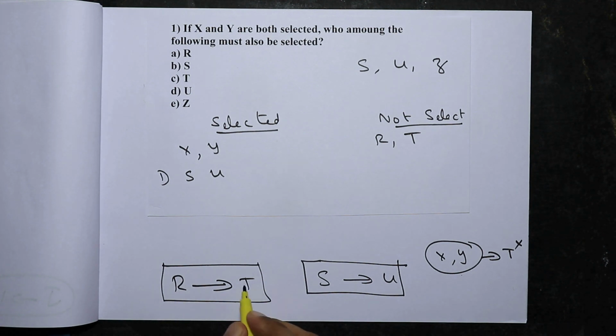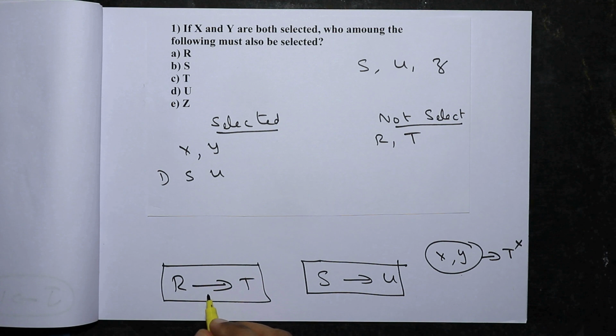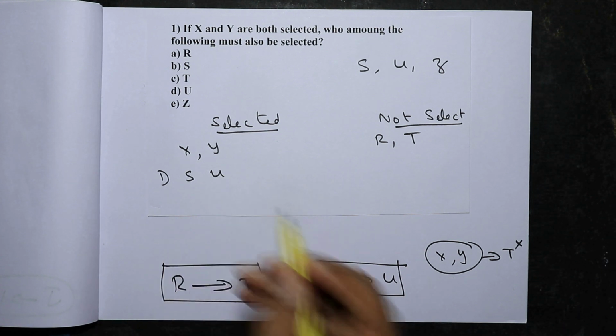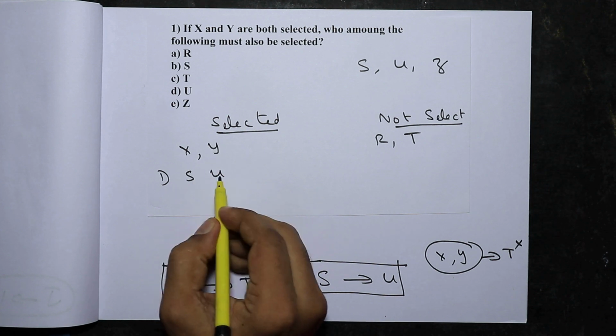If R is selected, T has to be selected. In this case, R is not selected, so this becomes invalid. If R is not selected, T may or may not be selected. S is selected and U is also selected. So here also this is satisfied. So this is one outcome: X, Y, S and U.